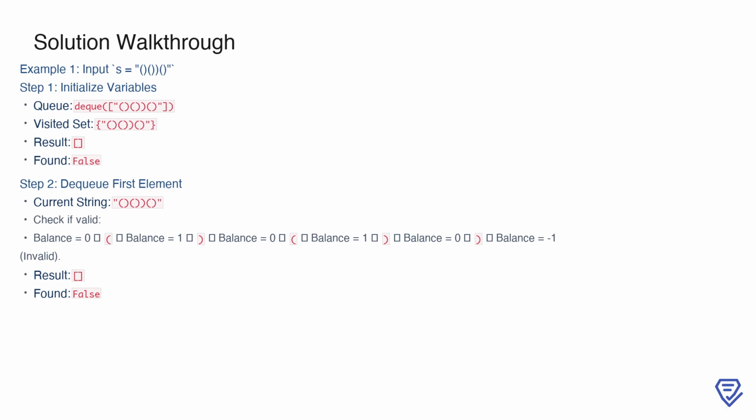To solve the problem of removing invalid parentheses, we start by initializing a few key variables. The queue helps us maintain the strings to process, and initially, it contains just the input string. We also use a visited set to track strings we've already processed, ensuring we don't revisit the same string. The result list will store valid strings, and the found flag is used to indicate when we've found at least one valid string. The first step is to dequeue the string, and check if it is valid. By iterating through the characters and adjusting a balance counter, we find that the balance goes negative, meaning the string is invalid. At this point, no valid strings have been found, and the result list remains empty.